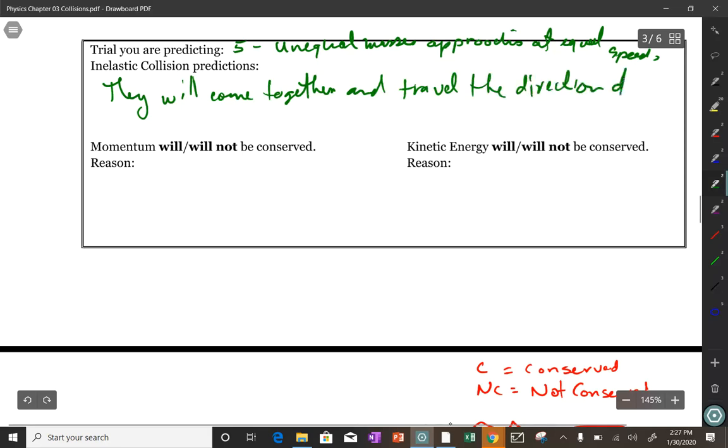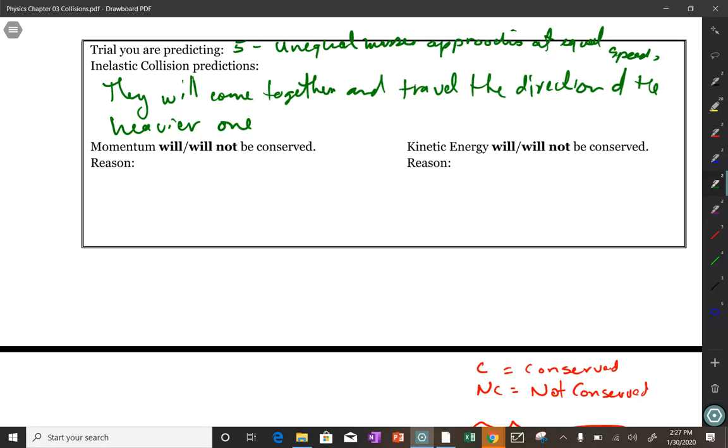Are we doing elastic or inelastic? Both. Okay. So they'll come together and travel in the direction of the heavier one. That's my prediction. Will momentum be conserved? I need to determine which one I believe is true.